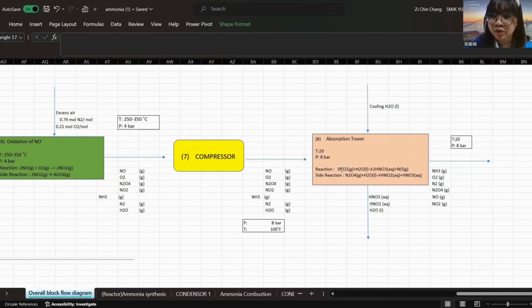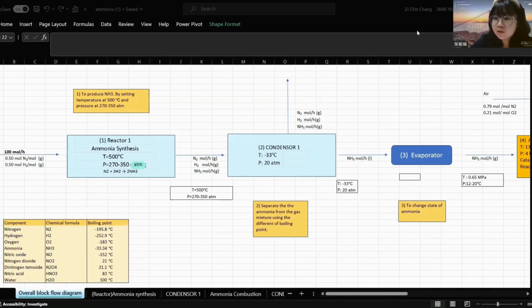In the absorption tower, nitrogen dioxide will be absorbed in the water to produce nitric acid and nitrogen monoxide gas. So the product stream in this column will be nitric acid, nitrous acid, and liquid water. And the tail gas contains ammonia, oxygen, nitrogen gas, dinitrogen tetroxide, nitrogen monoxide, and nitrogen dioxide. And that's all for the block flow diagram.